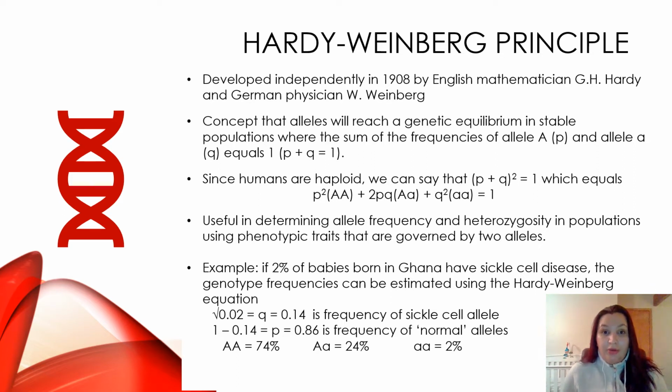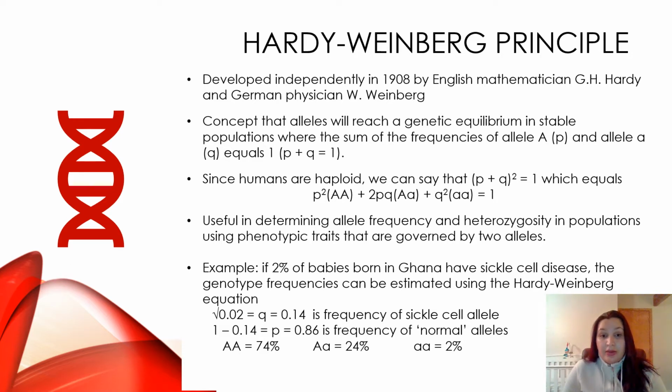So a major breakthrough in this field was in 1908 by English mathematician G.H. Hardy and German physician W. Weinberg. And they independently came up with an equation known as the Hardy-Weinberg principle. And it's a concept that shows how Mendelian genetics can be applied to large populations. So it's an idea that the alleles will reach a genetic equilibrium in a stable population.